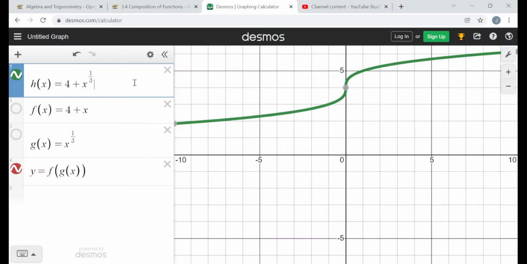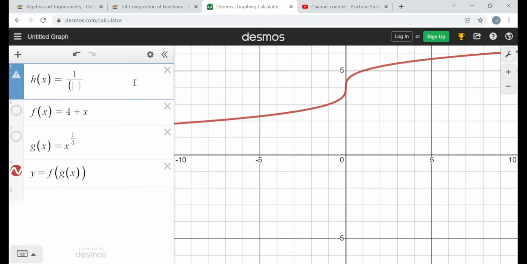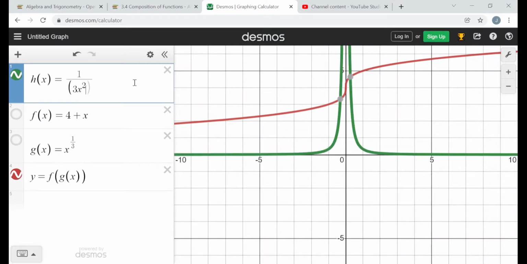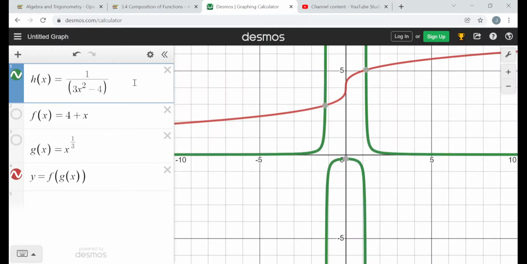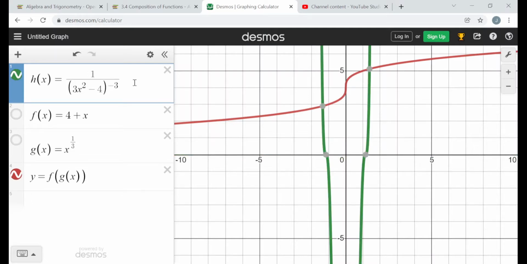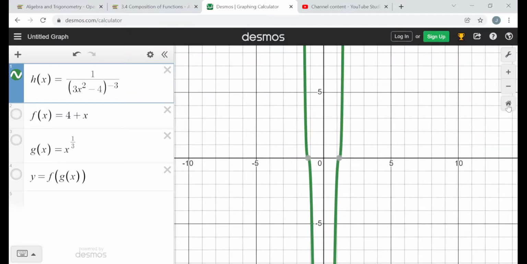So again, h of x is 1 over the quantity 3x squared minus 4 raised to the negative 3rd power. Okay, so there's that green graph. And then again you can zoom out, zoom in, play around with it. I'm just going to keep it at the home screen here.